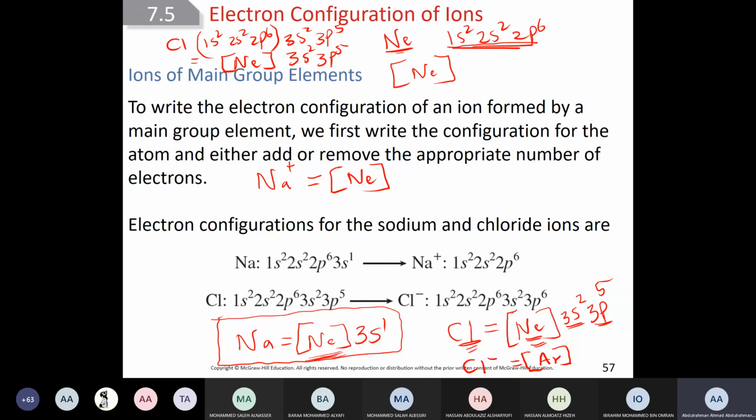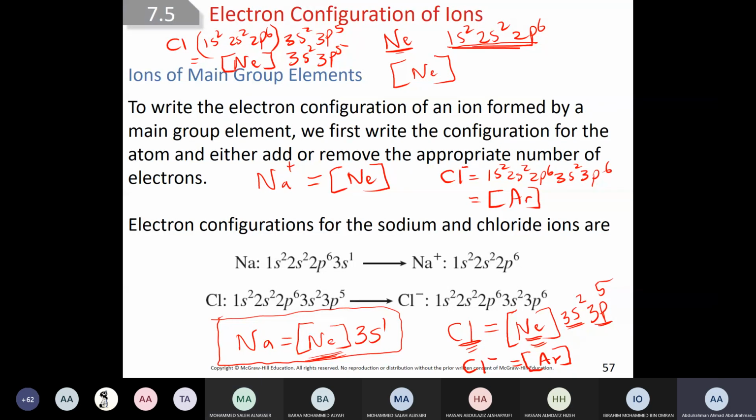Now, if I go to Cl minus, then it becomes 1s2, 2s2, 2p6, 3s2, 3p6, which is the structure of which noble gas? Argon, exactly, and that's why the Cl minus structure is simply argon. Clear now. Thank you. That's good.